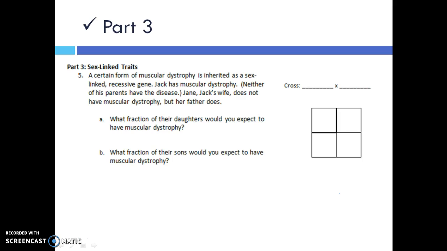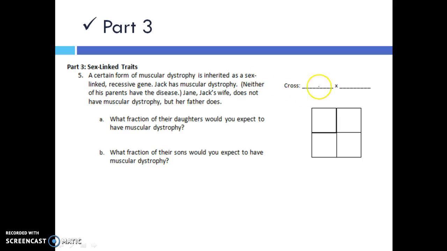We're going to take a look at muscular dystrophy, which is an inherited sex-linked recessive gene. Jack has muscular dystrophy. Neither of his parents have the disease. Jane, Jack's wife, does not have muscular dystrophy, but her father does. So we're going to try to figure out what fraction of the daughters and what fraction of the sons of Jack and Jane would have muscular dystrophy.